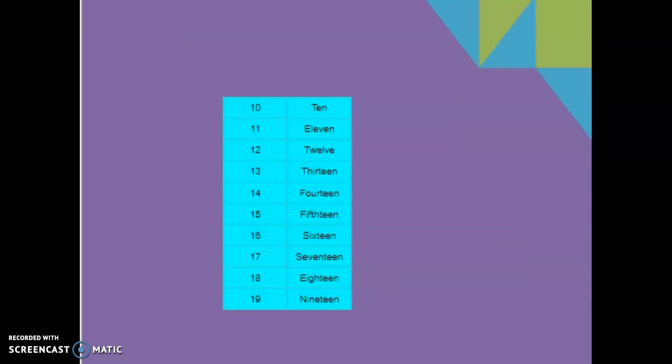So I'm going to show you those examples. If I'm writing the numbers 10 through 19, they're going to just be written out and spelled according to how we say it. So there's not going to be a hyphen in those.